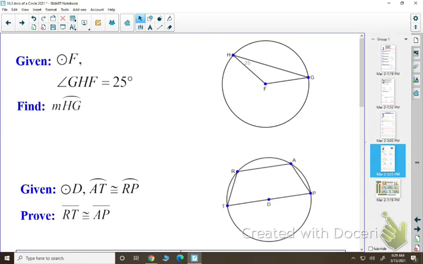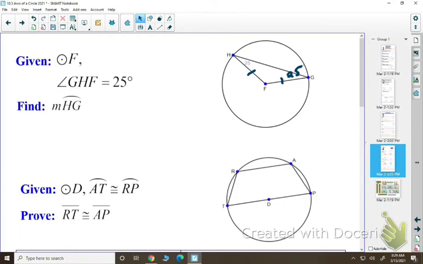So if we take a look at this page here, in the first example it says we are given that we have circle F and that angle GHF is 25 degrees. So we want to find arc HG. To find arc HG, we need to know the central angle. If we're thinking about it, this is an isosceles triangle because we know all radii of a circle are congruent. So if angle H is 25 degrees, that means angle G is also 25 degrees.